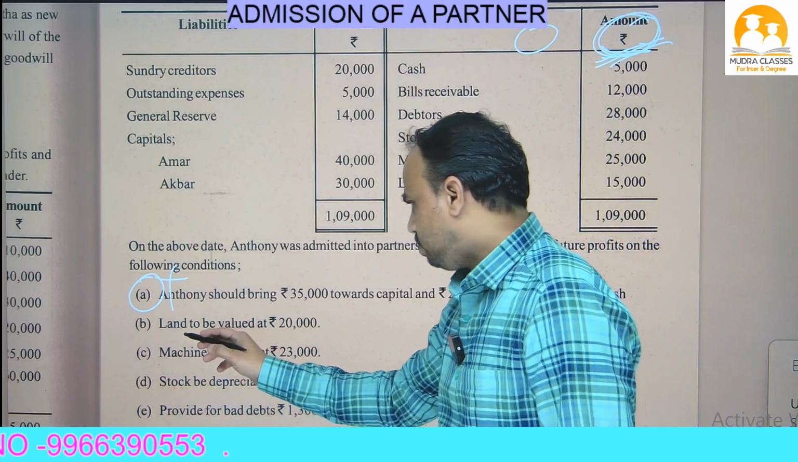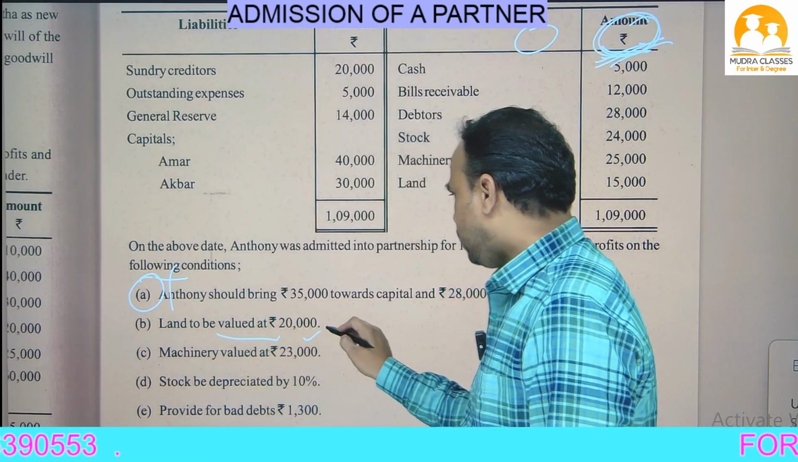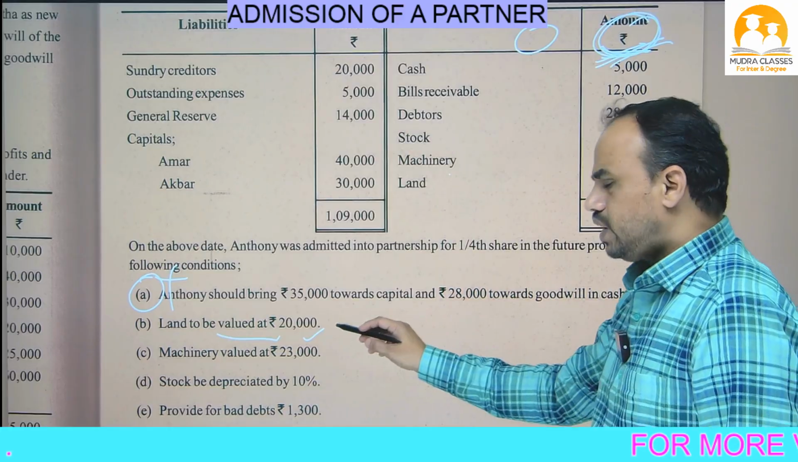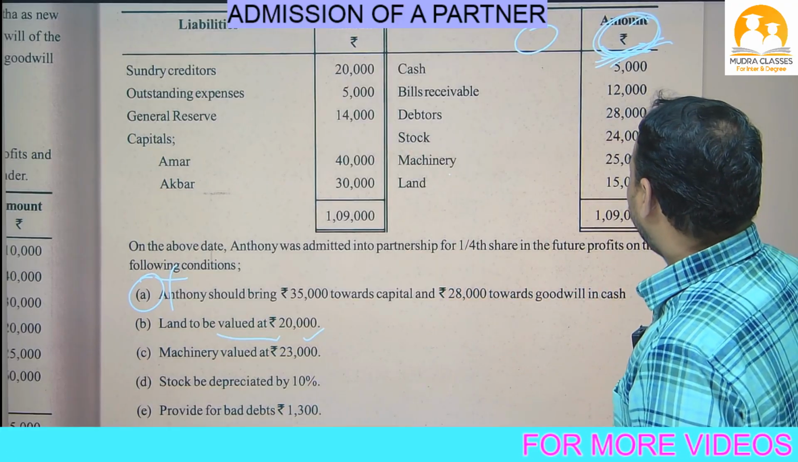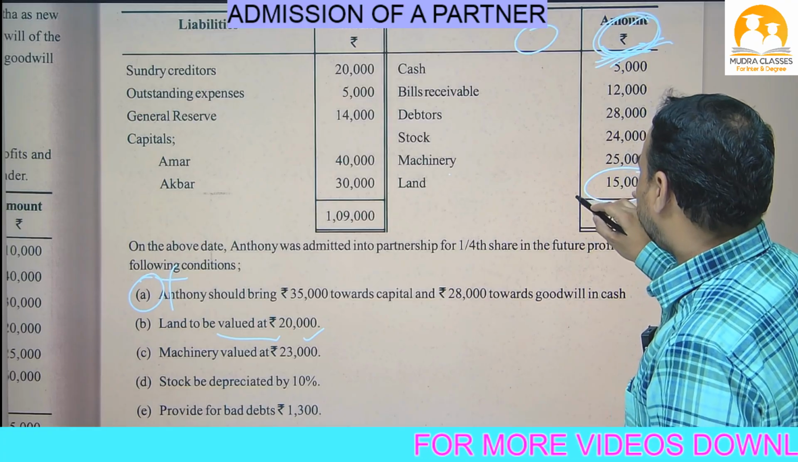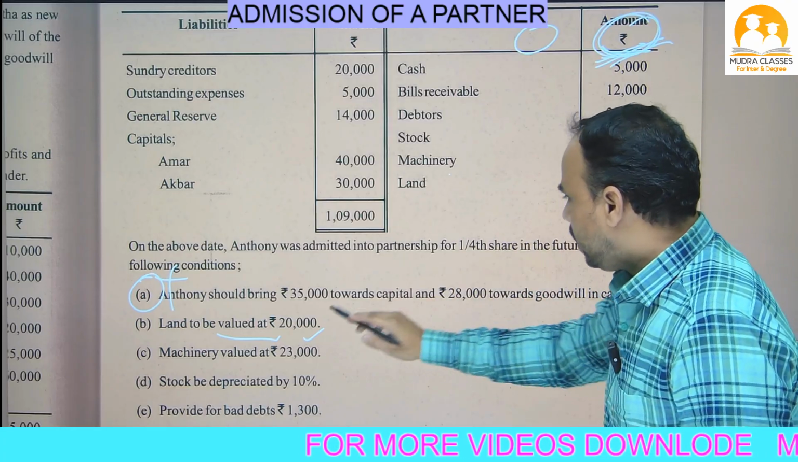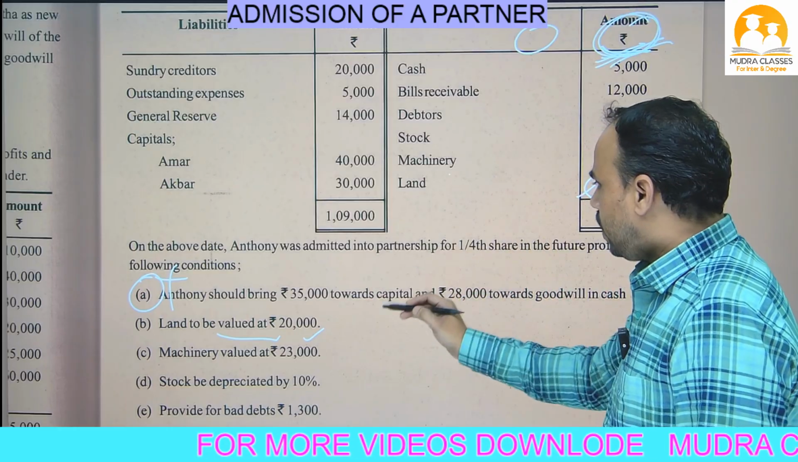What is given for adjustment B? Land to be valued at 20,000. I am saying land value is 20,000. But how much is given in the balance sheet asset side? 15,000. That means from year to year if you compare, how much has the value increased?